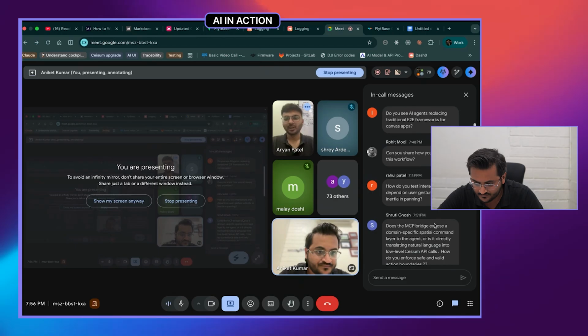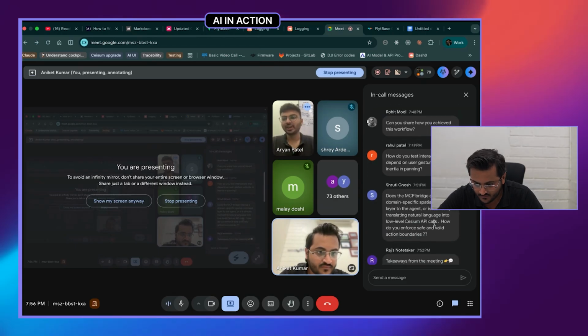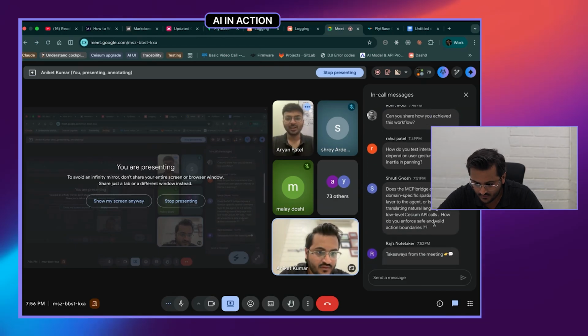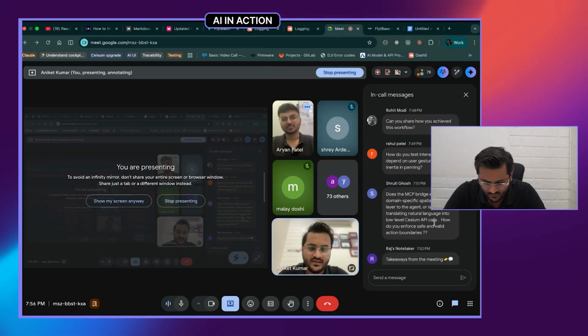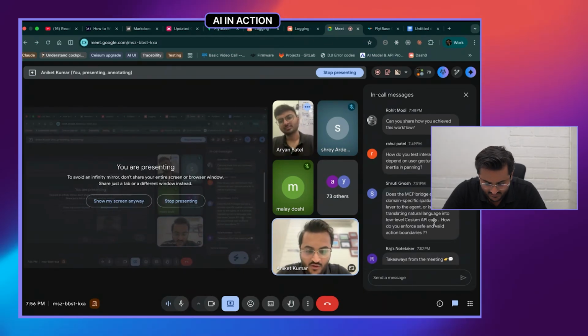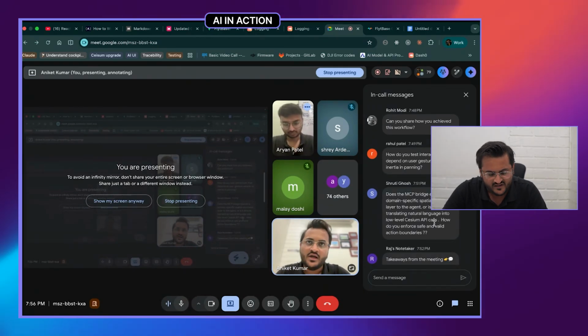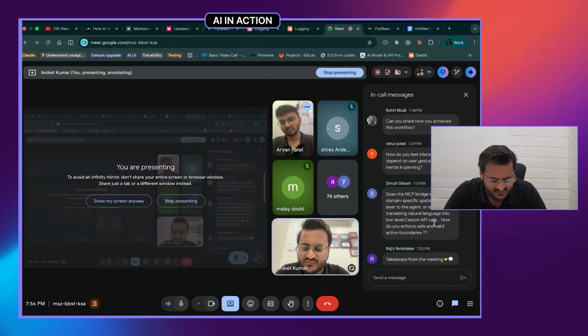Okay. Now Rohit has asked, can you share how you achieved this workflow? Yeah, I guess you might be keen to know what is happening behind the scenes. We have a normal MCP server.